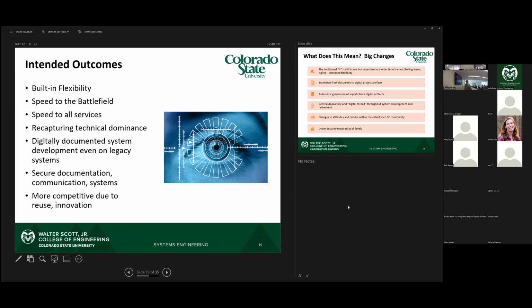So there's a big push to go back to the legacy systems and create digital models for them so they can be used. Carnegie Mellon just did one for an old legacy system for the Air Force, and had to do it because there was no information, no modeling, there was nothing. All they had were aircraft to do it on. Interesting. That's where academia could really play a big part as well. Secure documentation, communication, and then we believe will be more competitive, right?